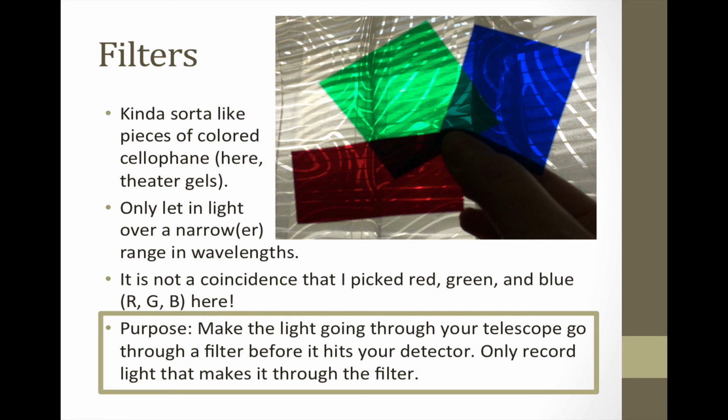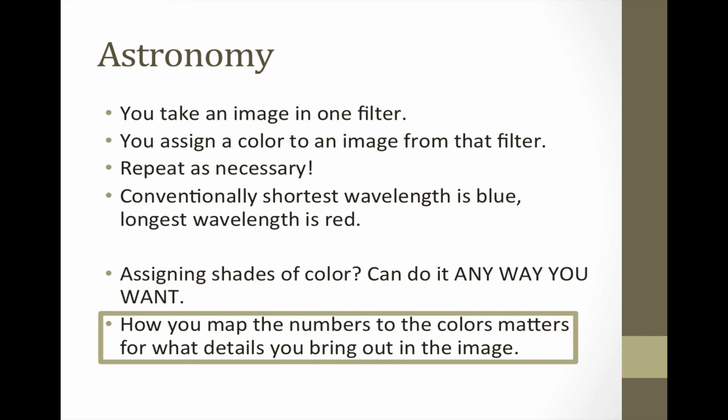The whole reason for filters is that you are limiting the amount of light that's hitting your detector, because you're making the light go through the filter before it hits your detector. So I'm only measuring the light that makes it through the filter. So you take an image in one filter, you assign a color to the image from that filter, and you do it again. And you do it again. If you have an RGB image, you do 3. If you have a CMYK, you can do 4. Conventionally, the shortest wavelength is blue and the longest wavelength is red, but you can do whatever you want. As long as you tell people what you're doing, you can do whatever you want.